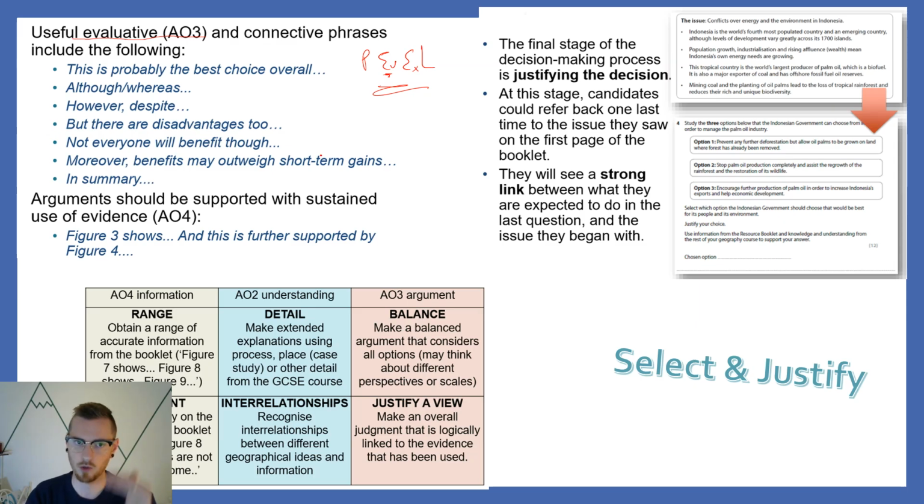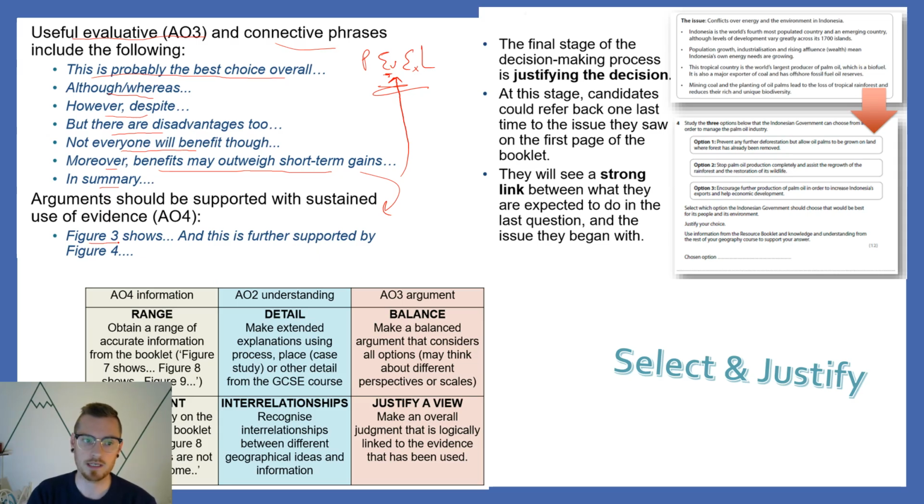So when you get to your PEEL paragraphs, to get those AO3 marks, use connective phrases like the following, because these are connective phrases that force you to evaluate and force you to justify. Remember, it's a select and justify question. "This is probably the best choice overall. However, despite these benefits there are disadvantages. Not everyone will benefit. Moreover, the benefits may outweigh short-term gains. In summary..." And to get those AO4 marks, again, pick it up in the evidence section of your PEEL paragraph.